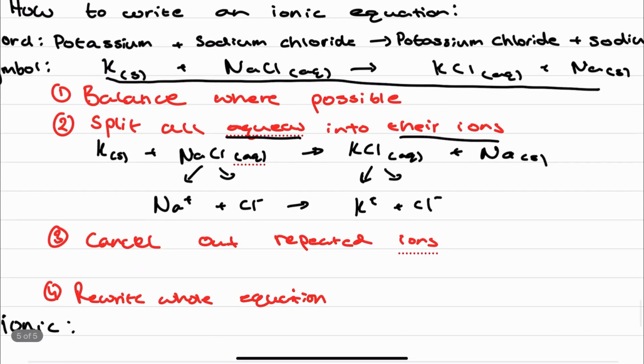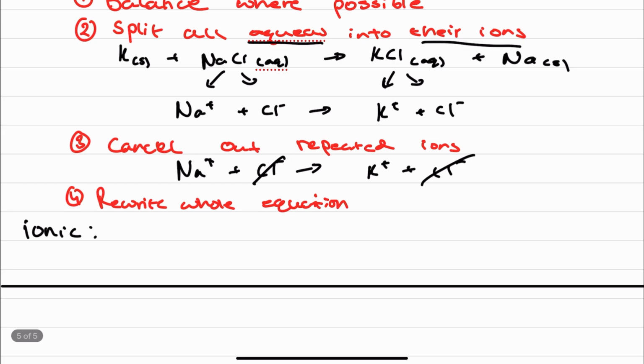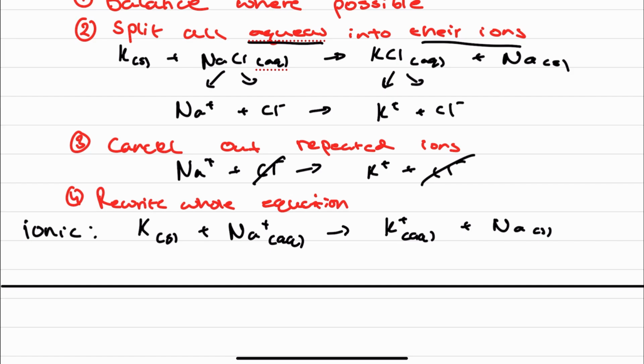Now, second part is to cancel out any repeated ions. So let's just write out the ions. We don't need to write out the whole thing just yet. K+ Cl-. Well, we can see on both sides of the equation that Cl- repeats. So let's just cancel those out. And now we rewrite the whole equation. So that's K solid, remember to include that again, plus Na+, which is aqueous, of course, goes to K+, which is aqueous, plus Na solid. Now, if you just go about it with these steps, you'll be able to identify any ionic equation.